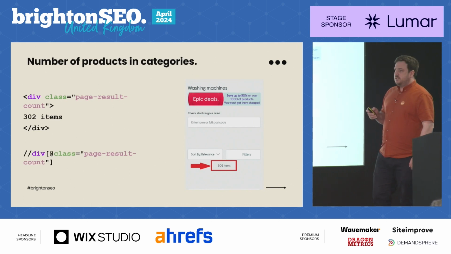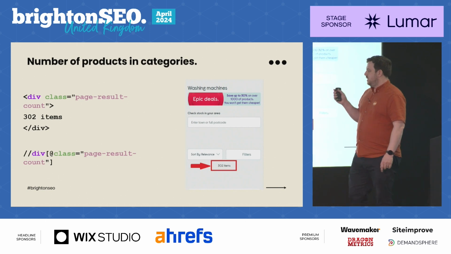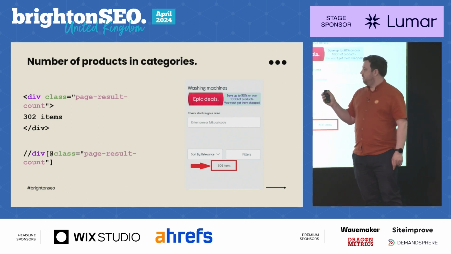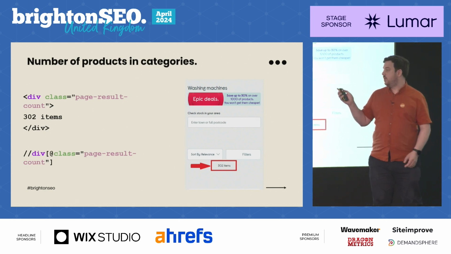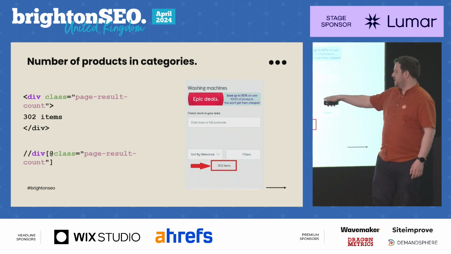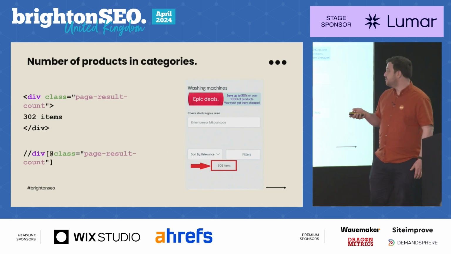Say we want to identify thin categories within our website. A lot of times, e-commerce categories will very kindly tell you how many products are in that category, so you can extract that text. Here's an example of how it would look. Obviously, it's different depending on the website.